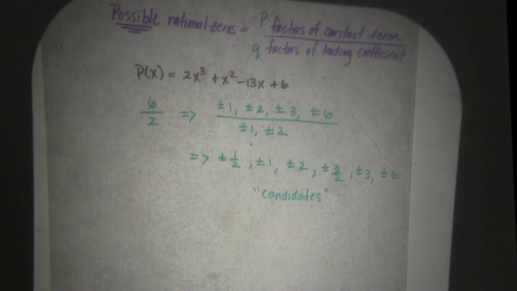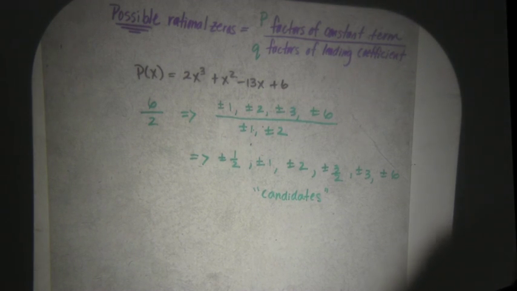Right now we're not going to do that in the interest of time, but I will show you again how to do that when we get to the end where we put it all together. Right now I just want to go over the 3 different tools that we have to find zeros, and that was the first, possible rational zeros.